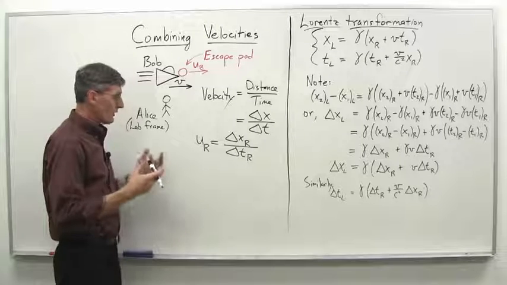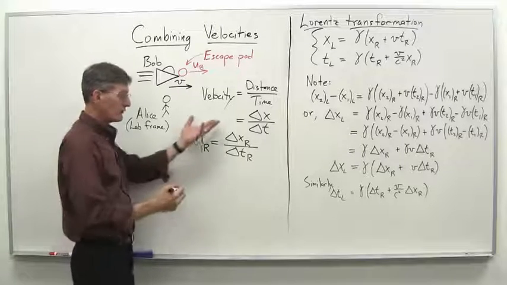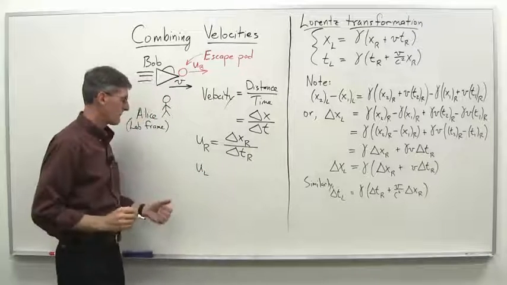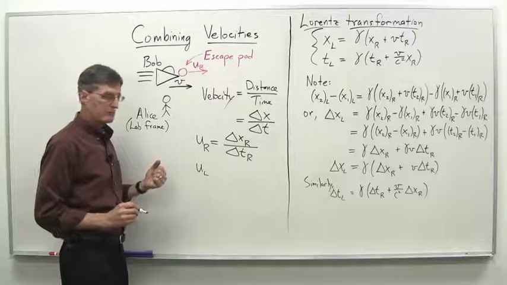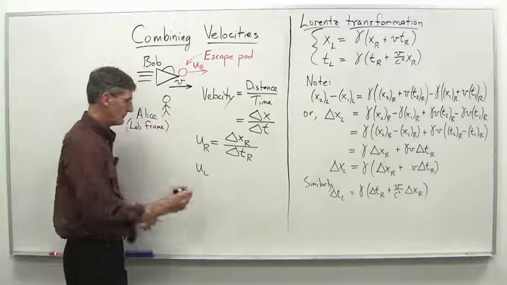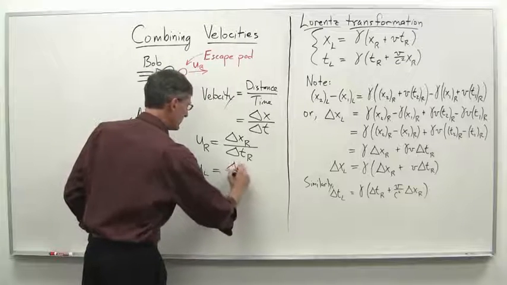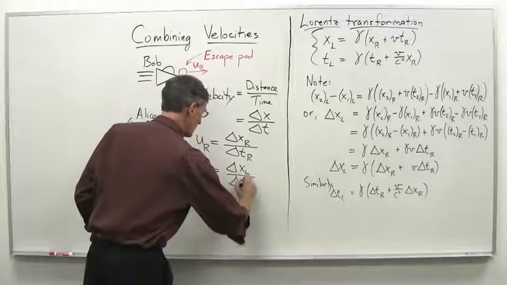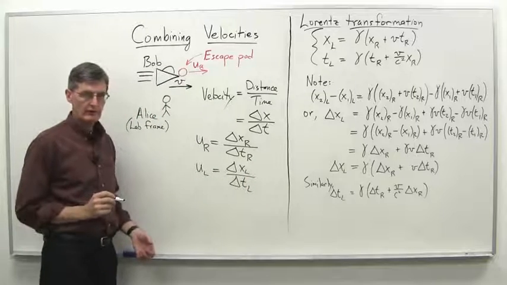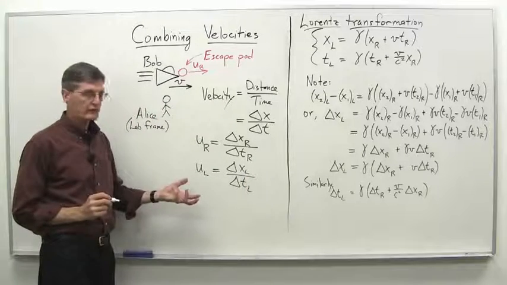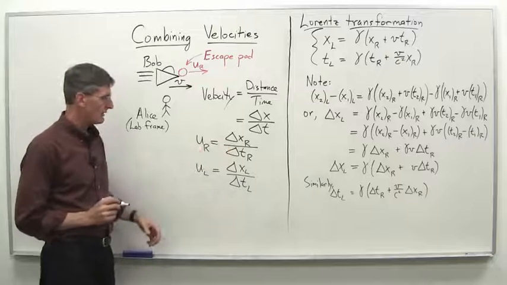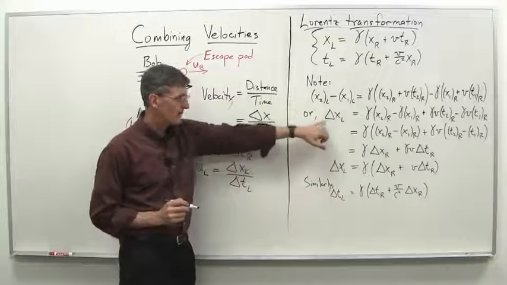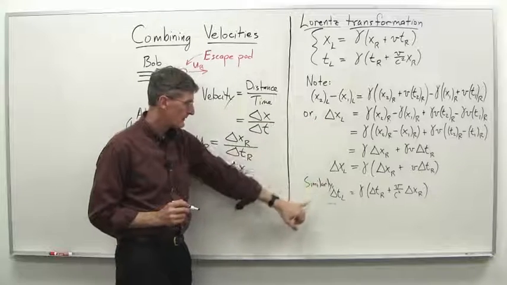What we can say right off the bat, from the basic definition, is that the velocity of the escape pod in Alice's frame of reference is going to be u sub L. That's just definition. It's the distance covered in her frame of reference divided by the time elapsed in her frame of reference. And now hopefully you can see why we did this little example over here, because the Lorentz transformation allows us to have a delta x sub L here and a delta t sub L.